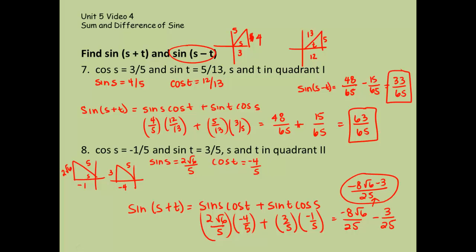If I were doing the subtraction, the sine of S minus T, I would get this very similar. I get -8√6, but it'd be plus 3/25. So not a lot of difference between the two. So sometimes our answers come out nice, like the 48 and the 15, and we're able to add them together, and other times we have to leave them in radical form because they aren't able to be combined. Great job!